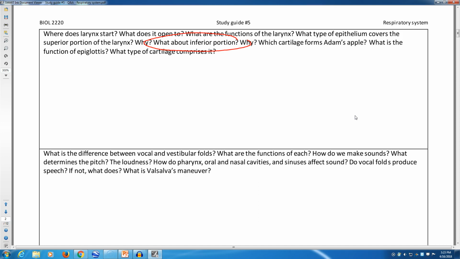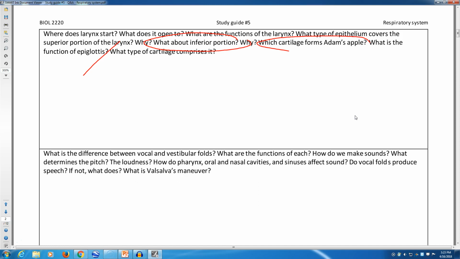Cartilage that forms the Adam's apple: thyroid cartilage. Function of the epiglottis: closing the respiratory passages when we swallow. Elastic cartilage comprising it. Now, vocal and vestibular folds. All you need to know is that vocal folds produce sound, vestibular folds don't.